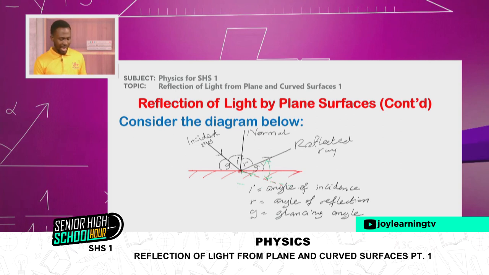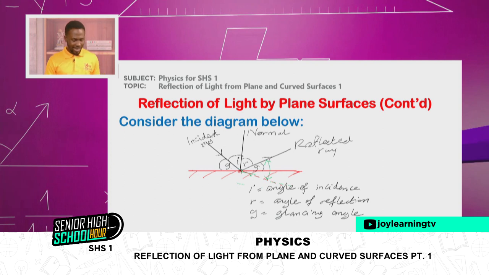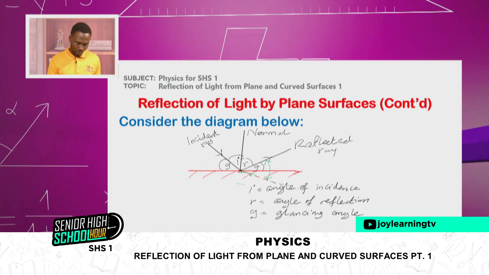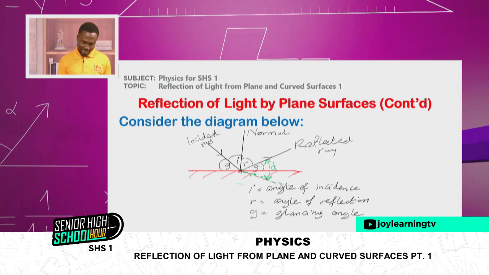So the ray, if it had its own way and went through the mirror surface, it would have followed the green line, go through like that. But it rather got reflected. The angle between this reflected ray and where the incident ray could have passed if it went through the mirror is D. And that D is called angle of deviation.